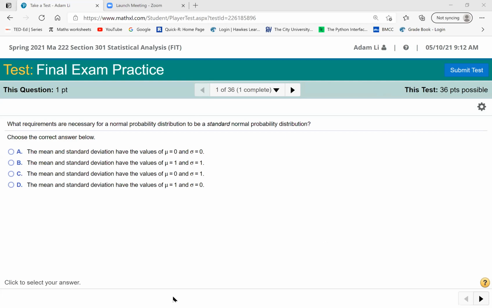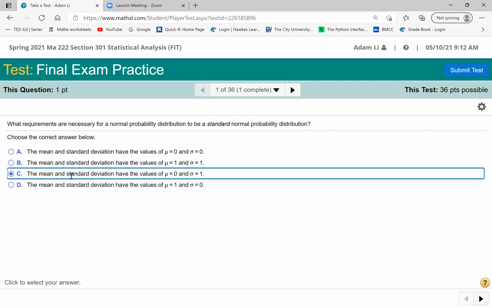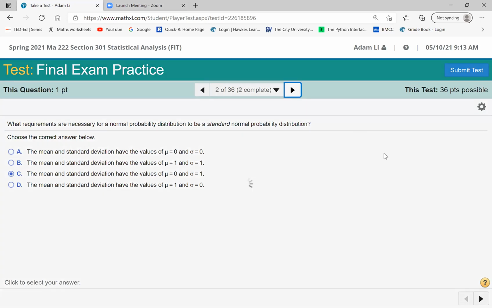So this is final exam review question number 1. What is necessary for a normal probability distribution to be a standard normal probability distribution? So for the standard normal probability distribution, mu equal to 0, standard deviation equal to 1. So it's got to be C, right? The mean 0, standard deviation equal to 1. Okay, that's question 1.